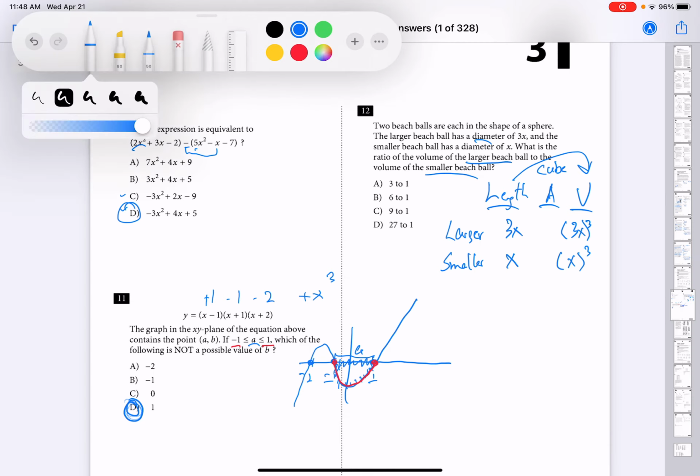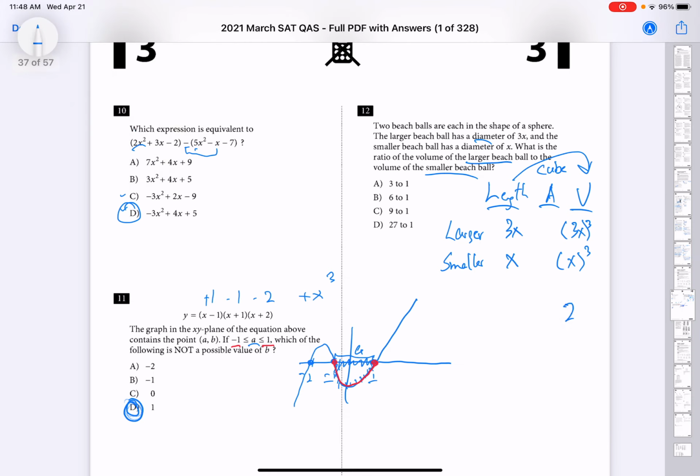So when you get 3x cubed, you're going to get a final value of 27x cubed for the larger one, and then x cubed for the smaller one. And then you can compare that ratio. So you can get rid of the x cubes, and it'll be 27 to 1. 12 is D.